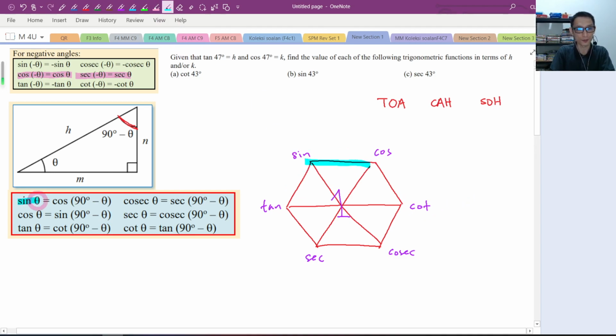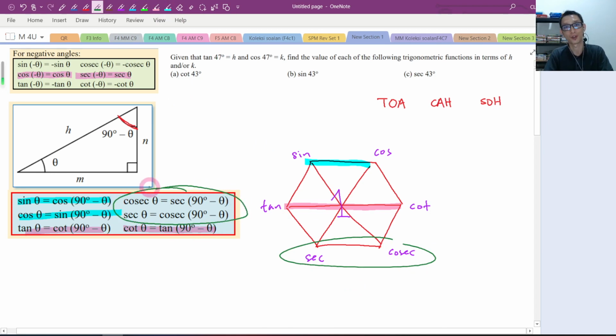So this can help us remember this. Sine and cosine are one group, right? Tangent and cotangent are one group, and the last one will be secant and cosecant, one group. If you don't want to use this hexagon, it's okay as long as you can remember it well. Let me repeat again: sine and cosine one group, secant and cosecant one group, and tangent and cotangent one group. Now, let's try some examples so that you understand better how we use all these rules.